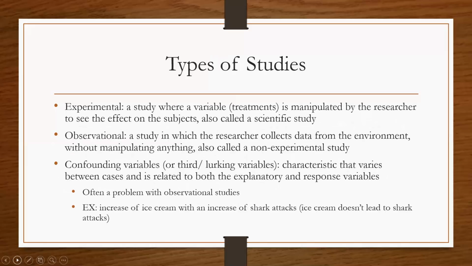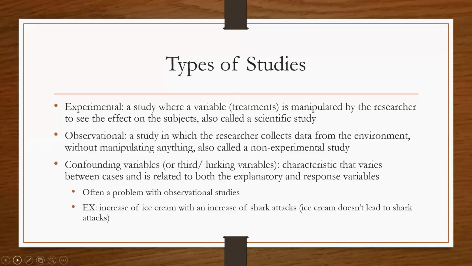So you also have the types of studies. So you have experimental. That's basically where something is being manipulated. It is also called a scientific study. You might hear it in two different ways. It's probably going to be the one that appears most on your test, where one variable is being manipulated to see the effects that happen.